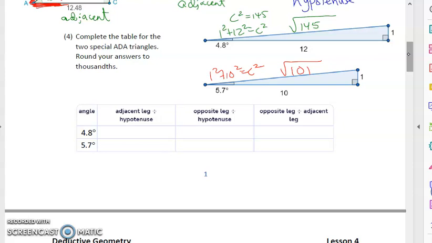So adjacent leg divided by hypotenuse. If I shade the two sides of the 4.8 degree angle, the 1 is the opposite side. The square root of 145, which we use the Pythagorean theorem to find, is the hypotenuse, since it's opposite the right angle. And the adjacent side is 12.